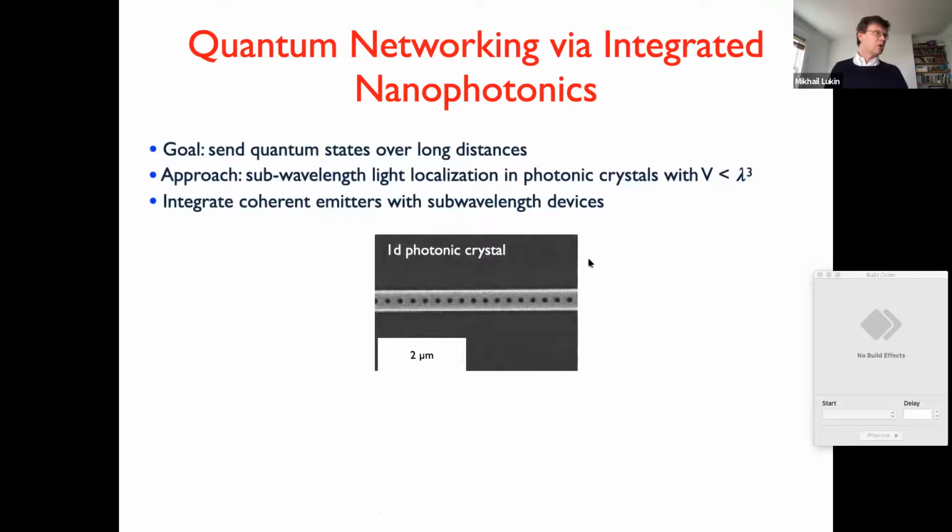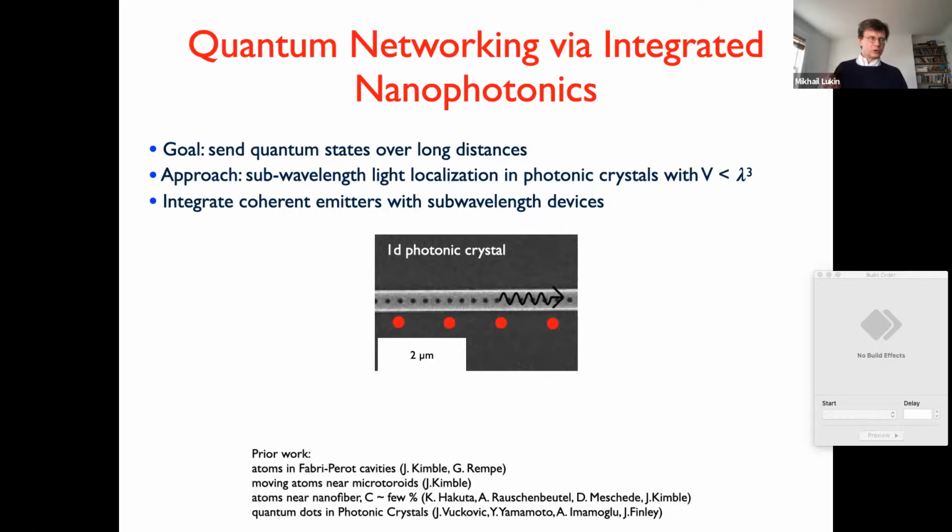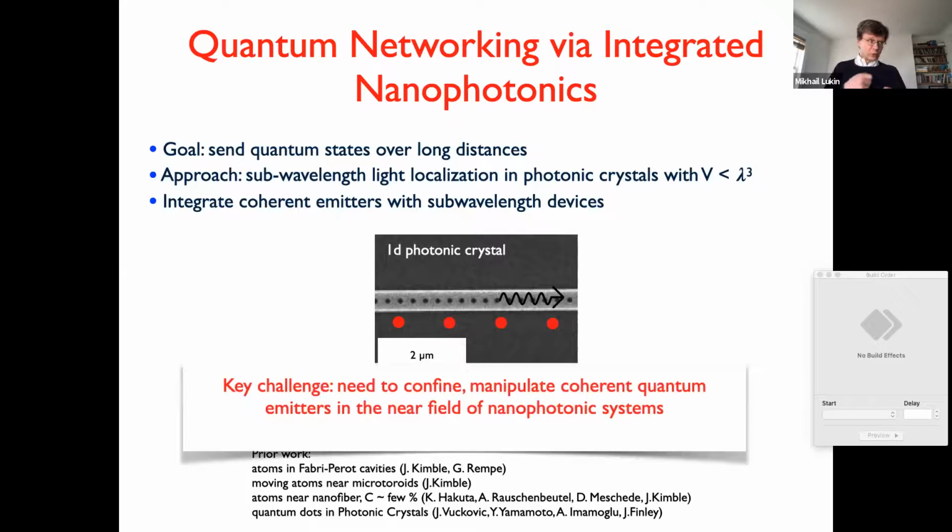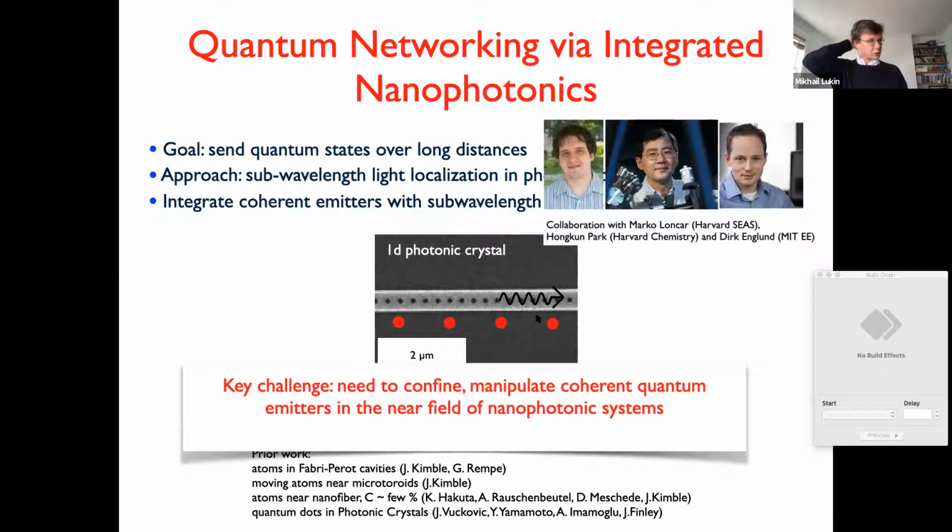In our approach, what we do is we try to integrate coherent quantum emitters, single atoms or atom-like systems, with these kind of devices shown here. These are sub-wavelength devices, in this case a one-dimensional photonic crystal, with the idea that those single atoms can be used as the nodes. So the challenge is, of course, one needs to learn how to create this strong coupling and how to manipulate these atoms, et cetera. This is work in collaboration with my colleagues Marko Loncar, Hongkun Park, and Dirk Englund.